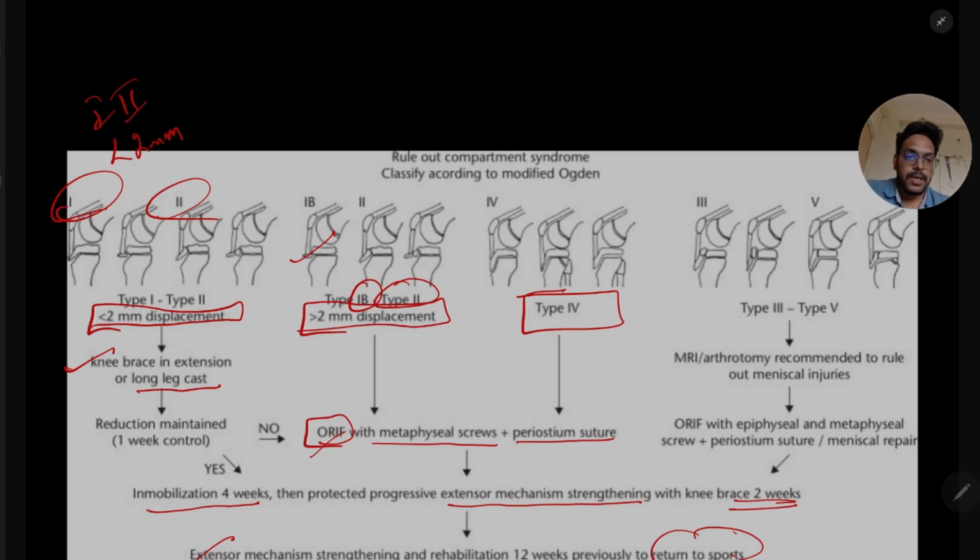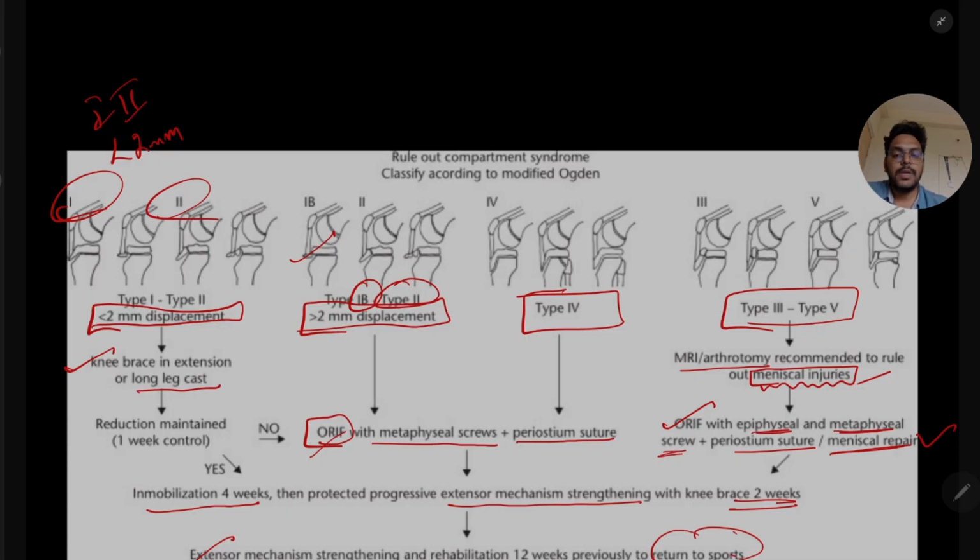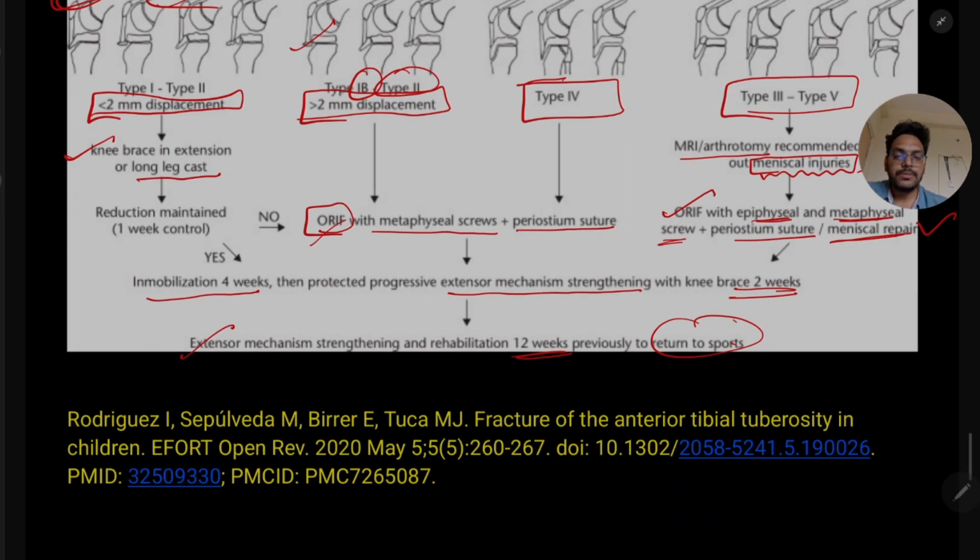Then type 4, above the physis, any type, it is open reduction and internal fixation with metaphyseal screws. Then for type 3 and type 5, we have to do an MRI or arthroscopy to rule out any meniscal injuries. Then here also, open reduction with epiphyseal or metaphyseal screws and periosteal sutures. If there is a meniscal injury, then you have to do a meniscal repair. Similarly, the immobilization, the strengthening exercises, and then return to sports at 12 weeks.